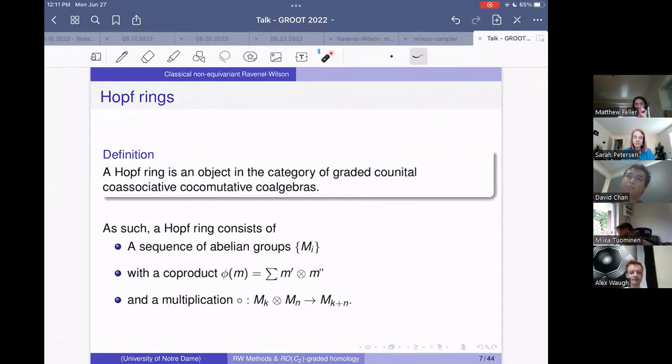So I'll now get into some of the classical Ravenel-Wilson Hopf ring techniques that we're going to be extending to C2 equivariant homotopy theory. So first, let's recall what a Hopf ring is. A Hopf ring is an object in the category of graded counital, coassociative, cocommutative coalgebras, or at least for me, it will be graded. It doesn't have to be graded. But as such, one consists of a sequence of abelian groups, which we could call M sub i. And each of these are going to have a coproduct, and we'll also have a graded multiplication, here denoted with the circle product.